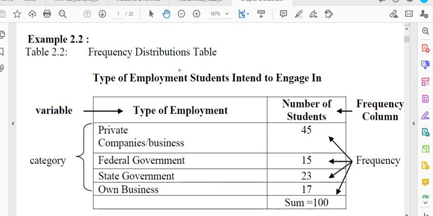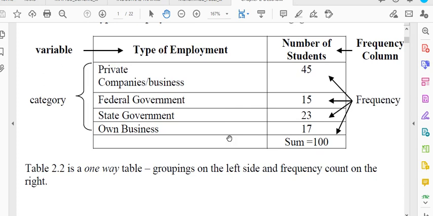So I repeat myself. This will be your variable x, and this will be your frequency. Look at this example: private 45, federal 15, state 23, then business 17. You total them up to get the summation. Usually you can also write it this way: this means summation of f, because this is the frequency column.